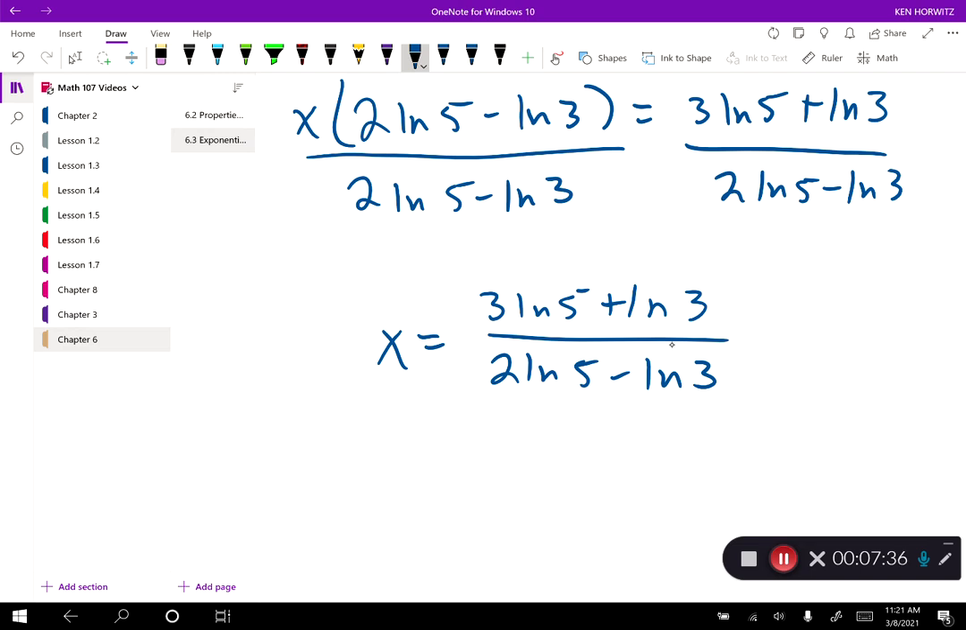And at this point, you just have to leave it. The only way to go further is if you had a calculator, and in my class, you don't have one. All right, so this would be your final answer. Let's try another one, see how it works.